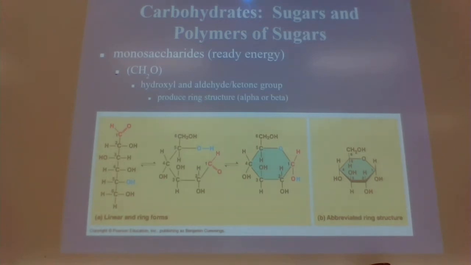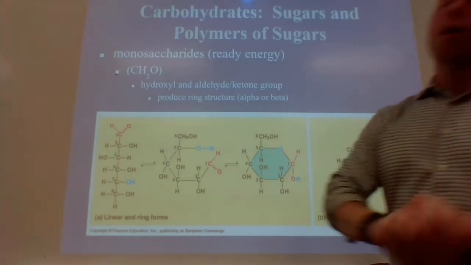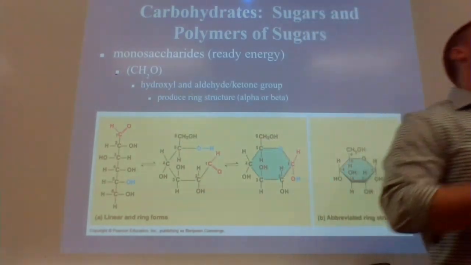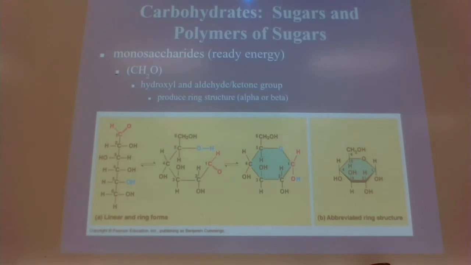So if we examine carbohydrates, the monomer of a carb is called a monosaccharide. Mono meaning one, saccharide meaning sugar. Right? A single sugar. Monosaccharides are going to give you the most immediate source of energy. Why do you think monosaccharides are going to give you the immediate energy?